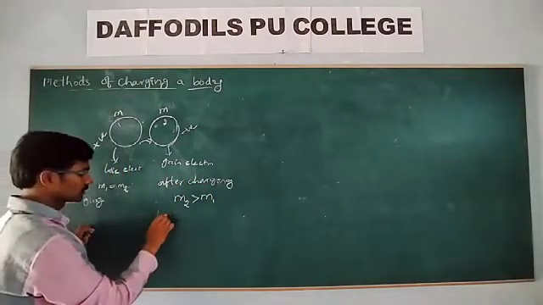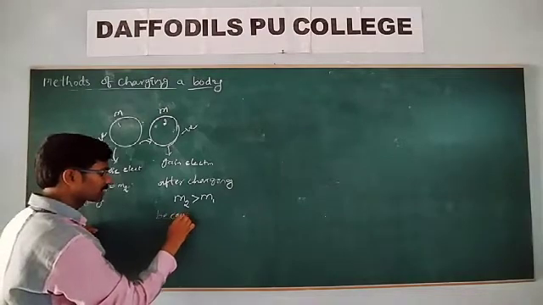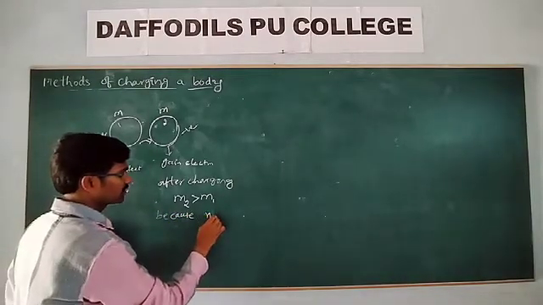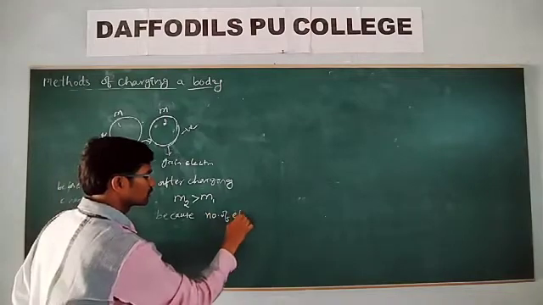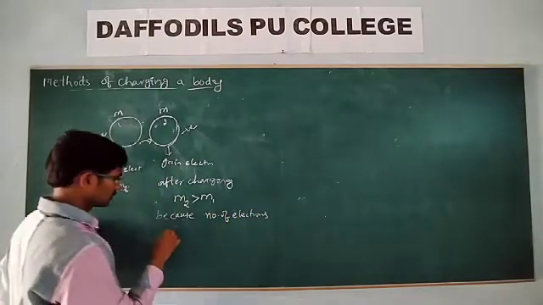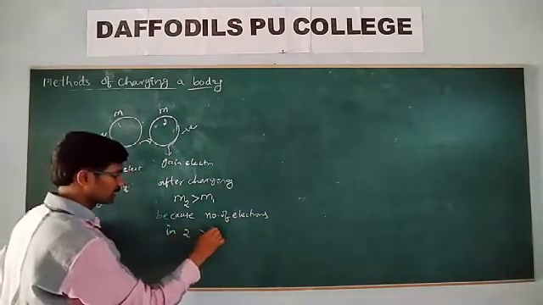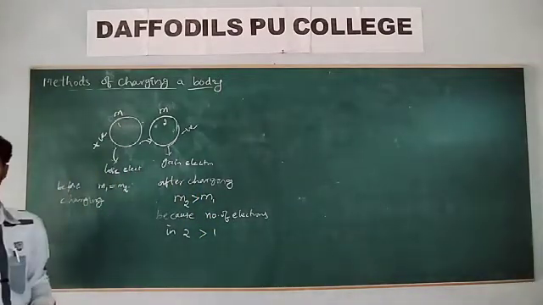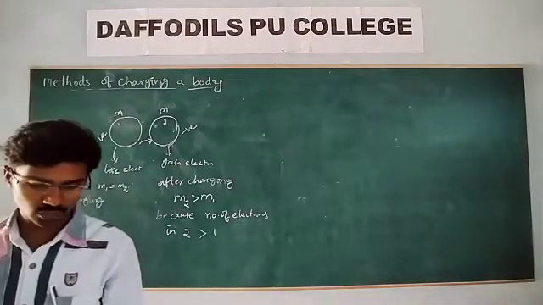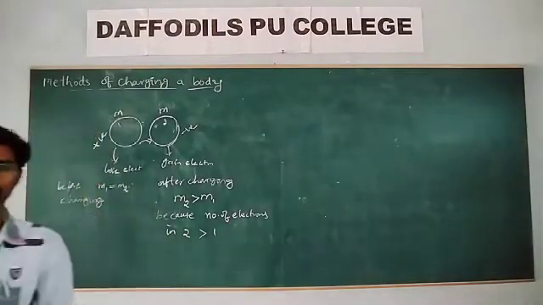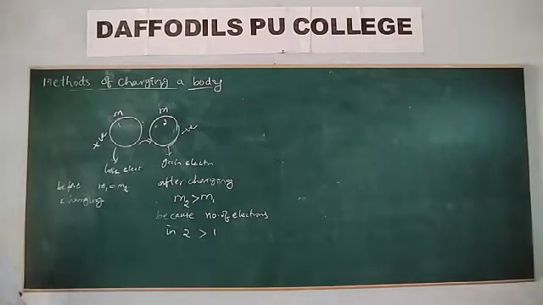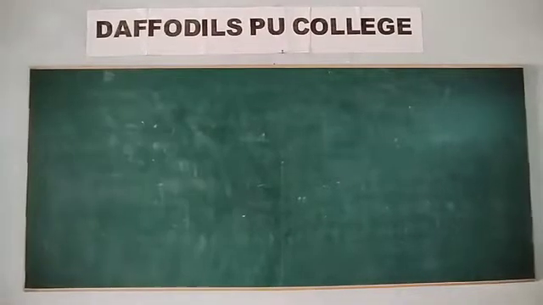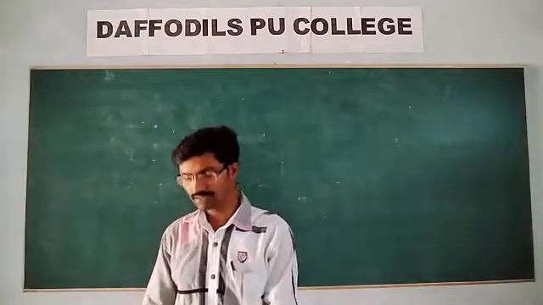Why? Because the number of electrons in body 2 is greater than the number of electrons in body 1. Because of that, the mass of the body changes. So this is a basic point regarding mass when a body is charged; before charging, both have the same mass. So these are the processes of charging a body.